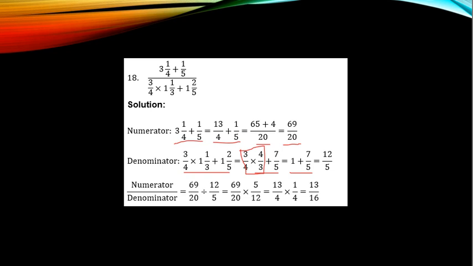The numerator, you bring it, 69 over 20 divided by the denominator 12 over 5. The division sign changes to multiplication, and you invert 12 over 5 to be 5 over 12. After reduction, you have this. When you multiply, you have 13 over 16. 13 over 16. Okay?